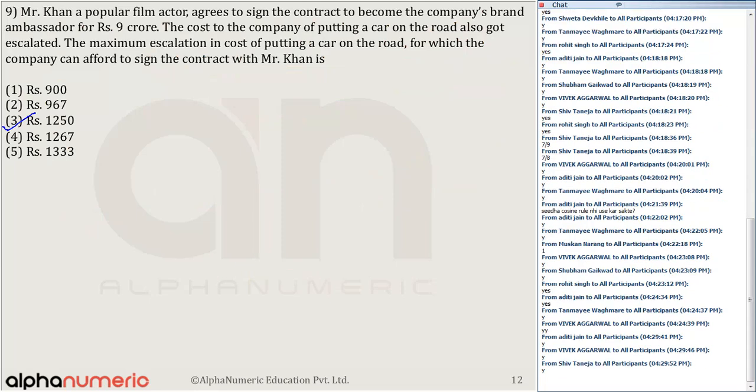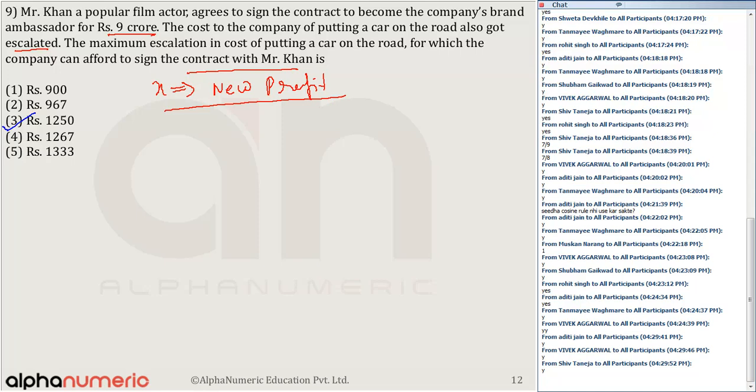Okay. Ninth, Mr. Khan, a popular actor, agrees to sign the contract to become the company's brand ambassador for rupees 9 crore. The cost to the company of putting a car on the road also gets escalated. So cost will increase. The maximum escalation in cost of putting a car on the road for which the company can afford to sign the contract with Mr. Khan is. So let's say X is the new profit after escalation. Right now the profit is 5,000. Let's say the new profit is equal to X. X is the new profit after the escalation. Okay?